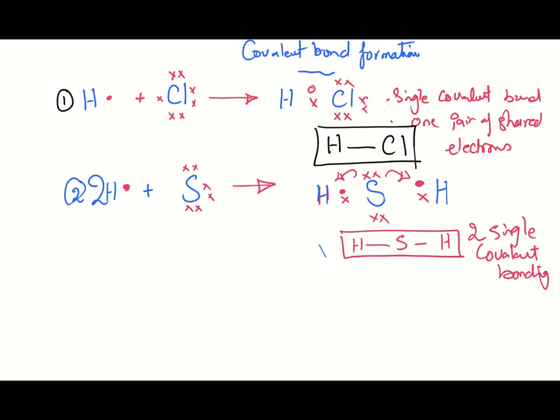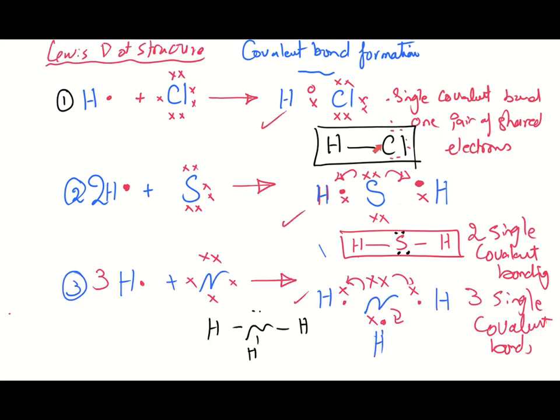Now let me stress the naming of the compound. We don't change the name of the first element, while the second one should be changed. So if hydrogen reacts with Cl, we call it hydrogen chloride. If hydrogen reacts with sulfur, we call the compound hydrogen disulfide. I have 2 hydrogen here. Nitrogen trihydride, or the common name for this compound is ammonia.